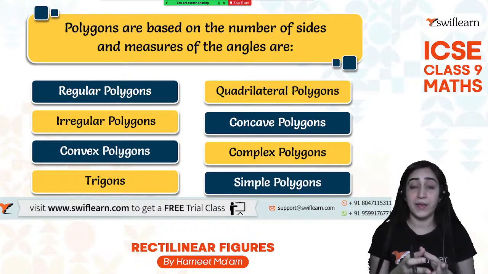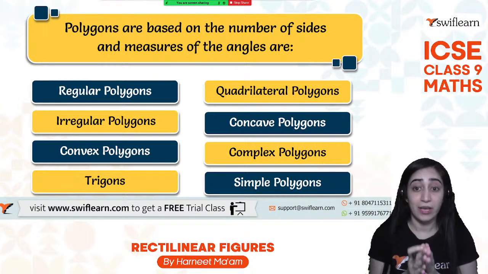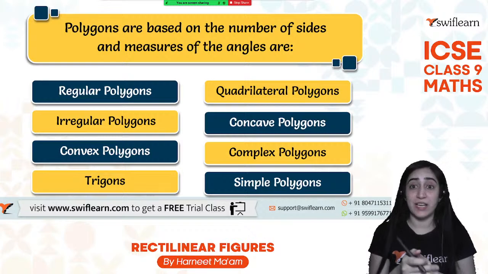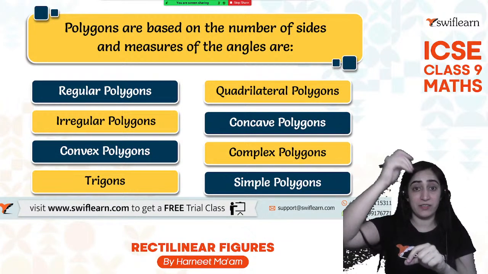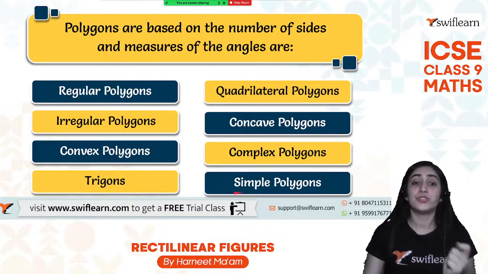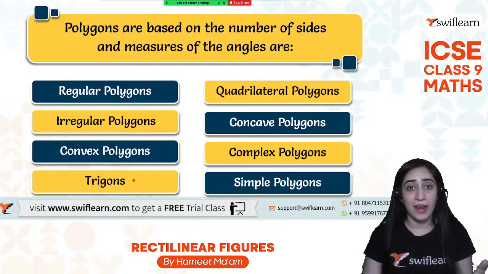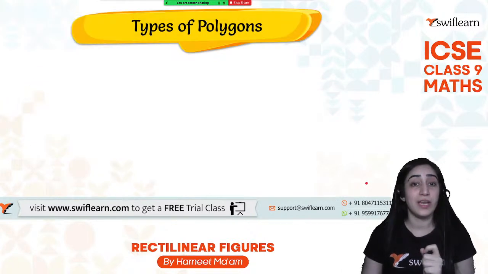Convex was a figure where the angles are always less than 180 degrees. Concave is where the figure comes inside; we were able to visualize it coming inside the lines when we extend, so the angle is more than 180 degrees. Then we call it concave. Trigons is nothing, just a triangle. There was a different name given as trigon. Quadrilaterals are the topic that we are going to discuss today in detail.